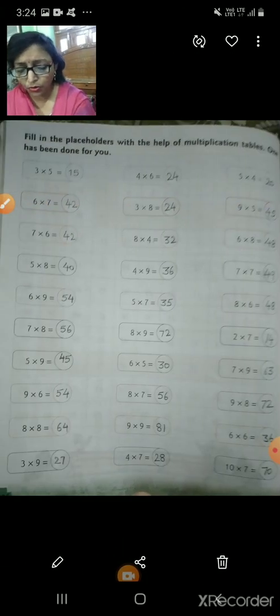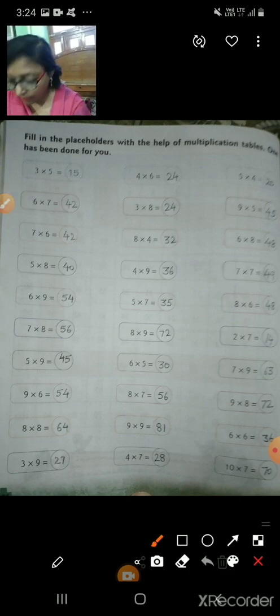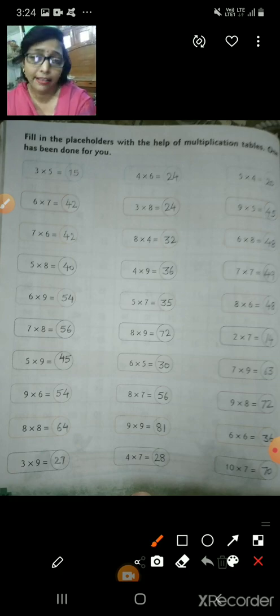Now come to page number 106. Here is the question: fill in the placeholders with the help of multiplication tables. Students, I know that you have learned the tables. You only have to recall the tables and write the answers.